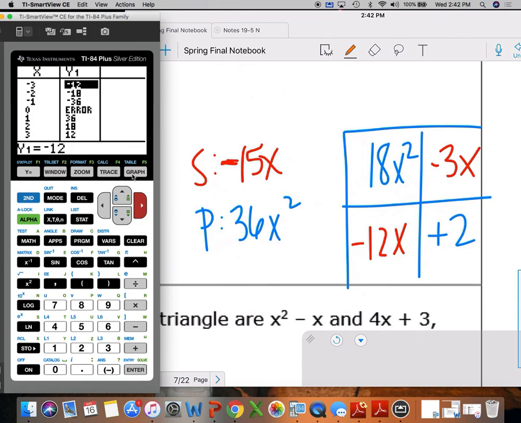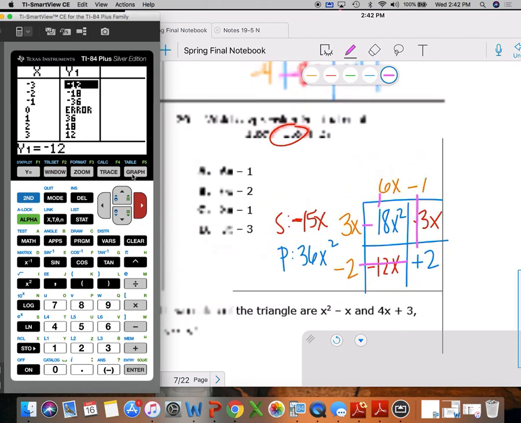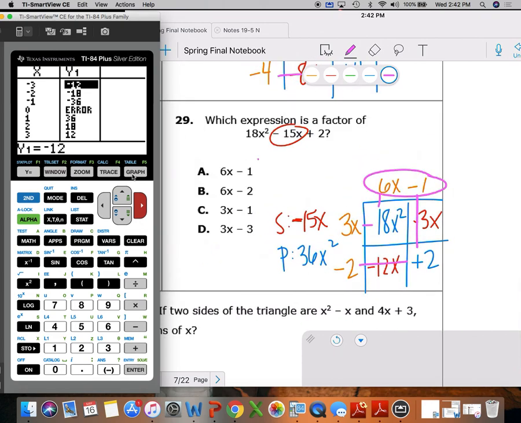I take out my GCFs, so 18 and negative 12 share a 6 and an x. Negative 3x and 2 don't share anything. 18x and negative 3x share a 3. Negative 12 and 2 share a negative 2. This times this multiplies to that. This times this multiplies to that. So my factors are 6x minus 1, which is answer choice A, and 3x minus 2, which is not listed.